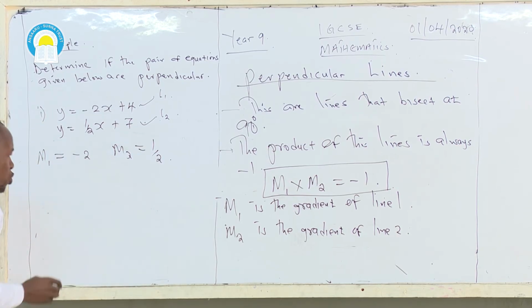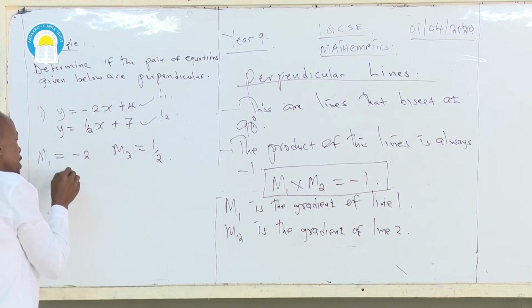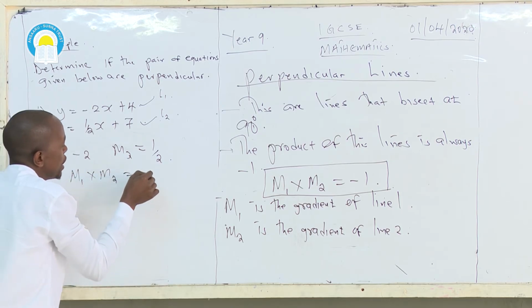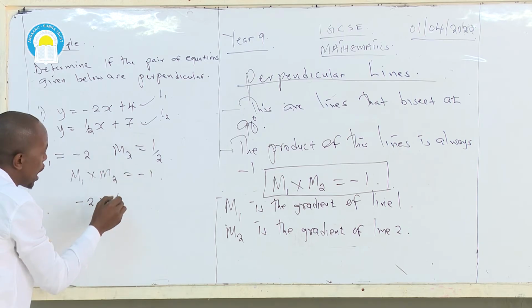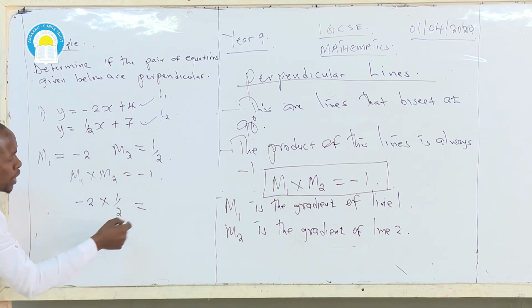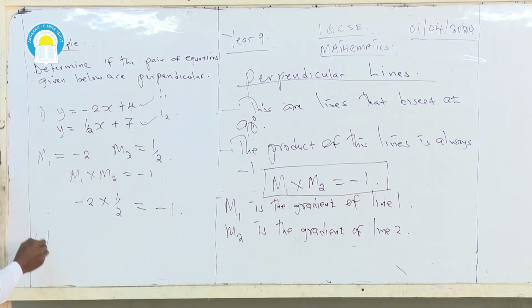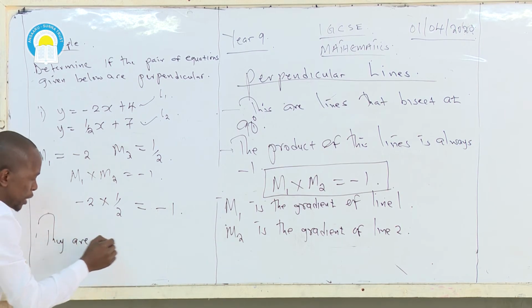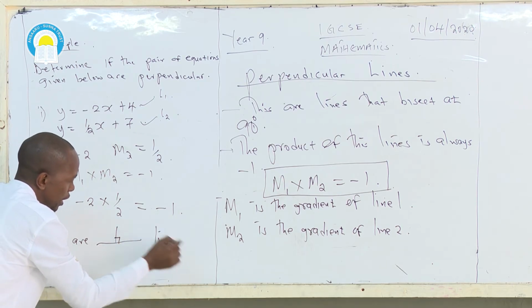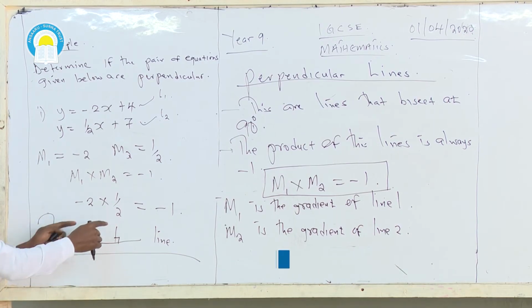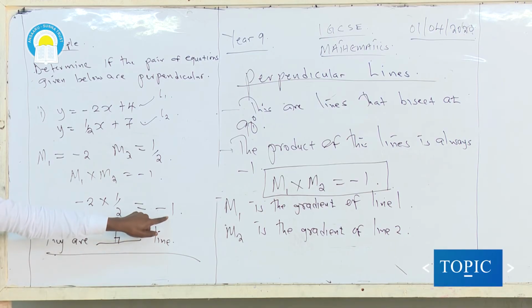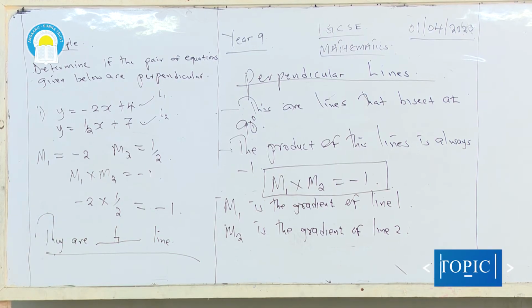We said for them to be perpendicular, the product of their gradients must be -1. So now our M1 is -2 and our M2 is a half. If you multiply these two, they give you -1. Then we say they are perpendicular lines. Why are they perpendicular lines? Because the product of their gradients is -1.